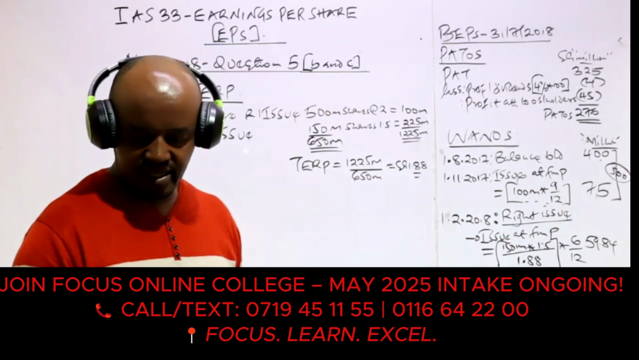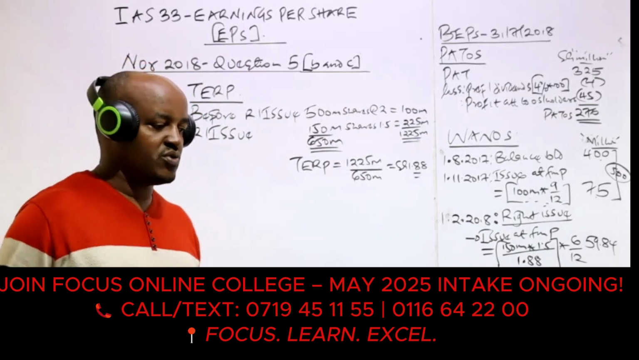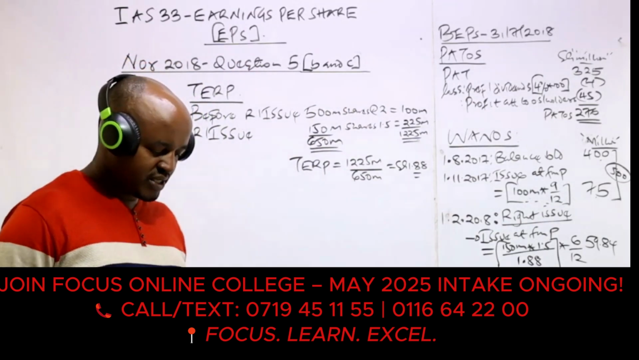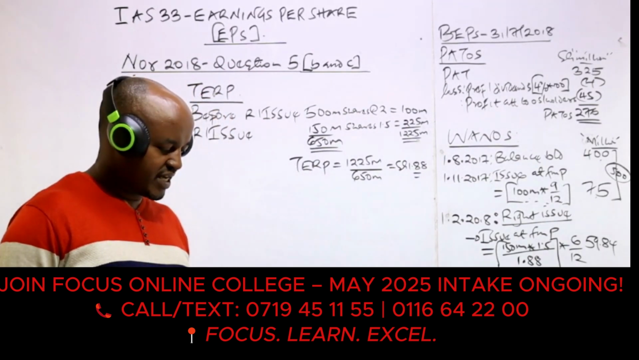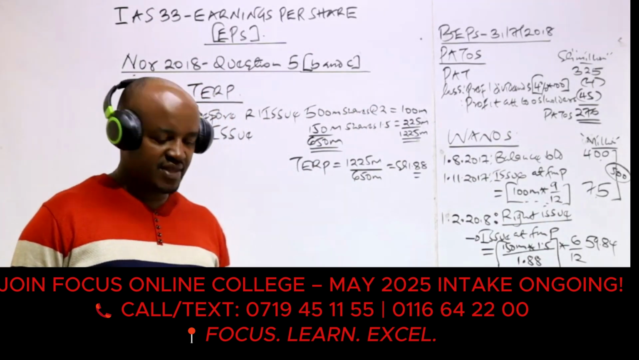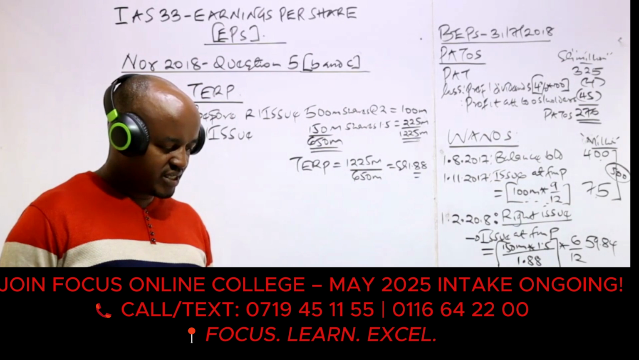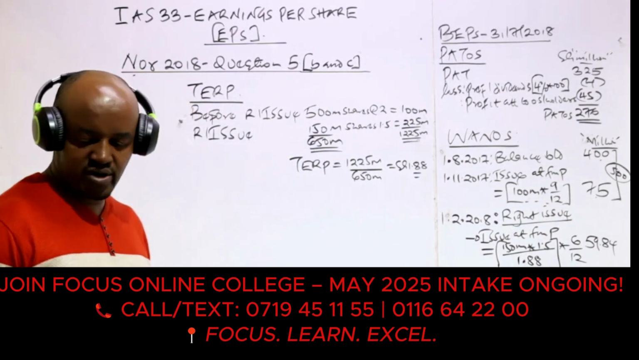So basically that's how we deal with the rights issue. These are very common concepts in all questions for earnings per share. So therefore it is important for you to be able to deal with that rights issue. Finally, note number 3, we are told that on 30th of June 2018, this company made a bonus issue.